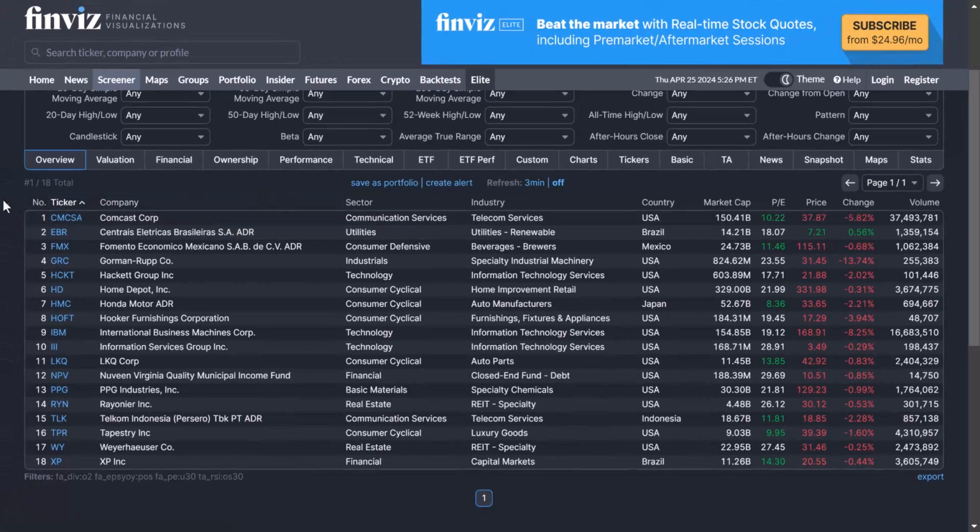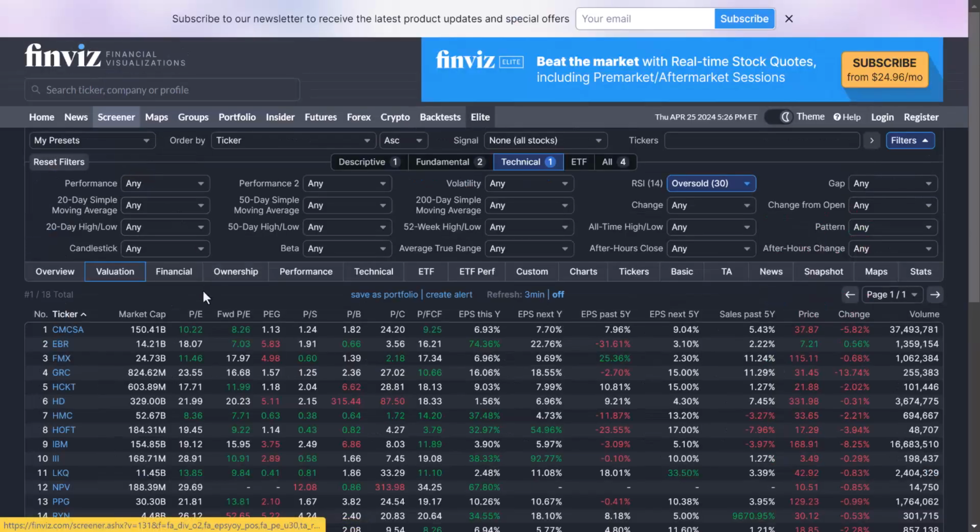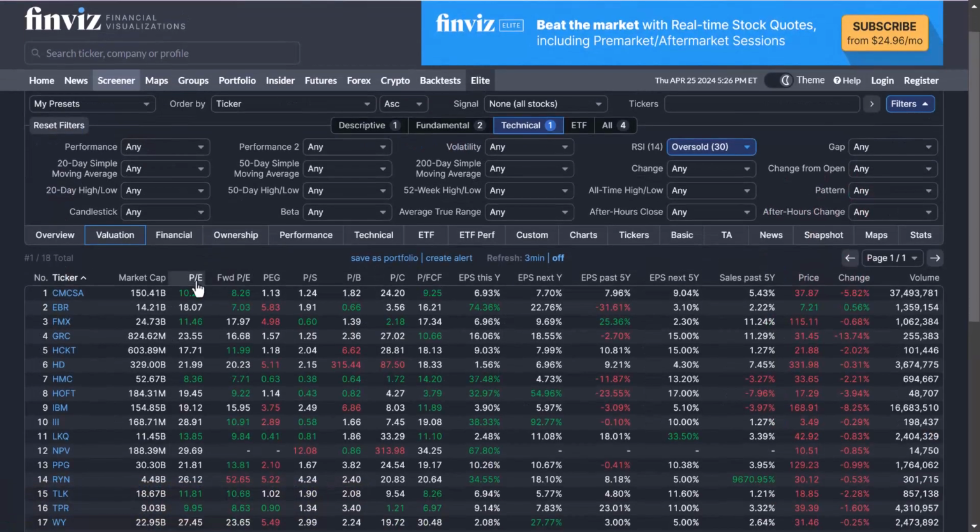As you can see here, your results are displayed in this table, and there are a couple different tables available that you can scroll through here. The overview table gives you basic information about the company, the ticker symbol, what sector it's in, its market cap, its price to earnings ratio. For investors, the valuation and financial tabs are going to be really helpful here. They let you see the price to earnings ratio, price to book, EPS expectations, and more.